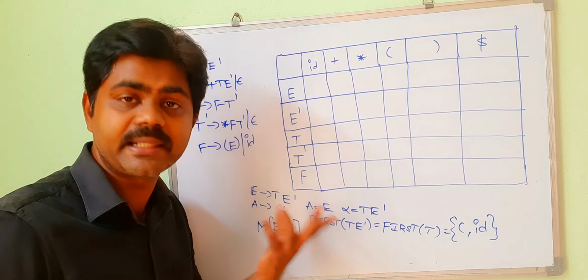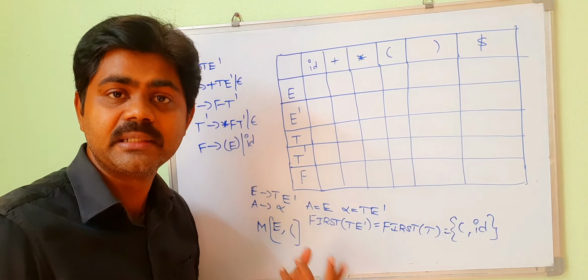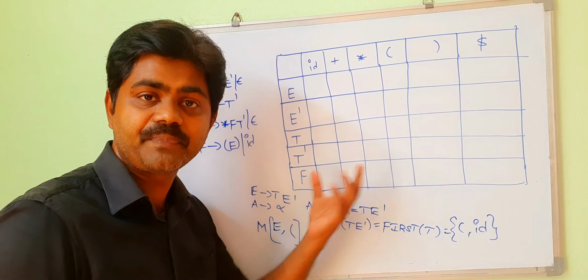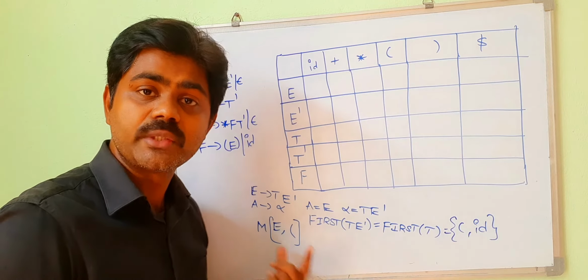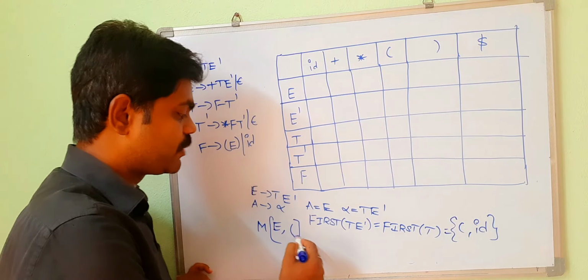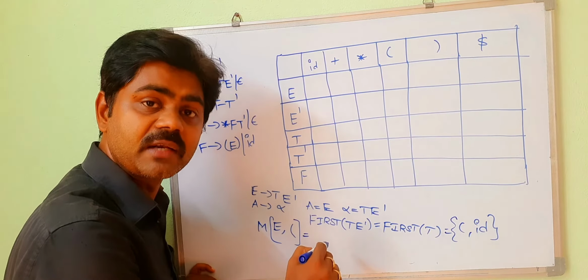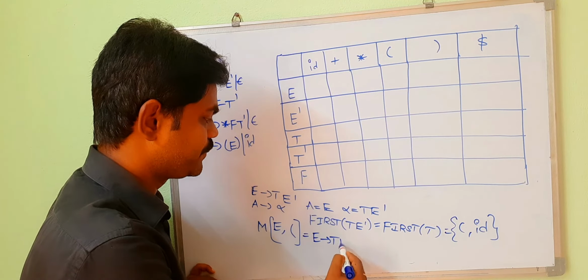So we need to substitute that in the table. What terminals did we get here? Small a is your terminal. We have open parenthesis and id, so these two are terminals here. So M of A, what is A here? A is nothing but your E. So M of E comma open parenthesis equals A tends to alpha. So what is A tends to alpha? This one: E tends to T dash.